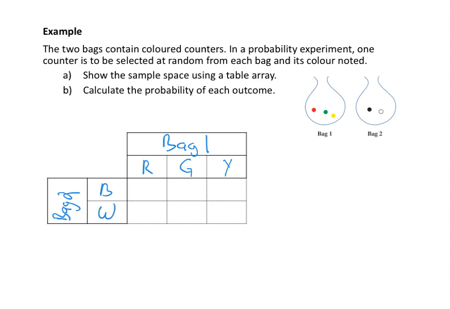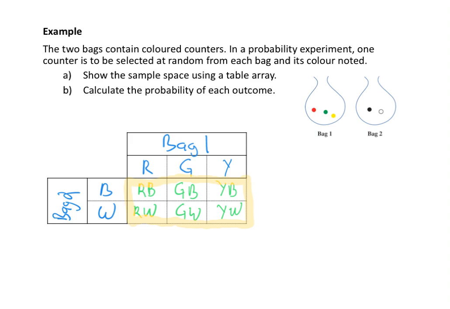Once you've listed each possible outcome, you now go and fill in your sample space. In the first column, I could get a red and a black, or a red and a white. In the second column, I could get a green and a black, or a green and a white. And in the last column, I can get a yellow and a black, or a yellow and a white. So using the table and listing all my possible options, I can see that I can get 6 different combinations when I draw a counter out of each bag. The combinations of my results become my sample space.